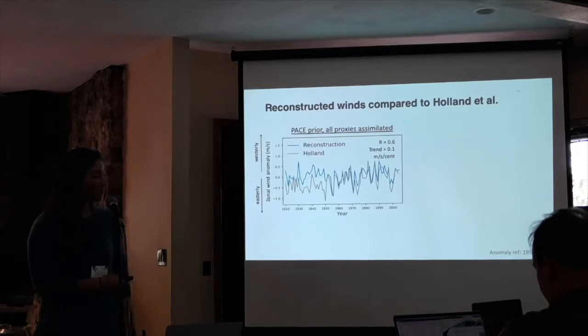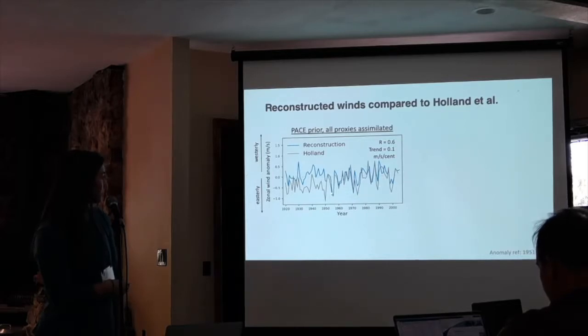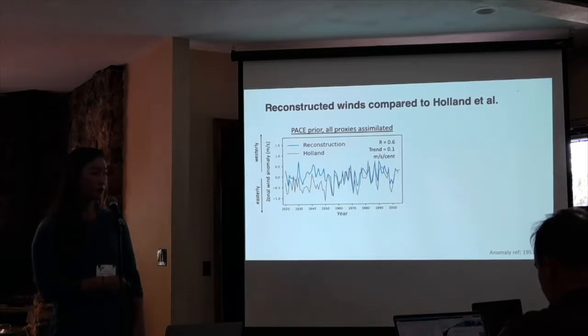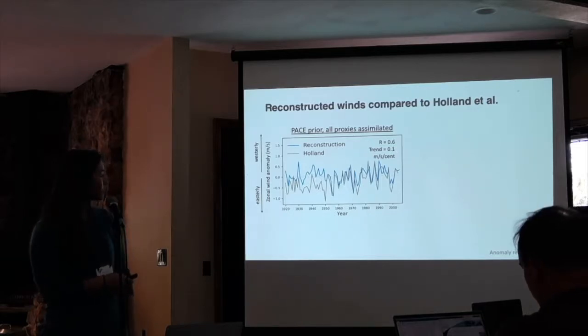Comparing my results to the Holland work, my results are shown in blue, and the Holland work is shown in gray here. This is from 1920 to 2005. You see there's pretty good interannual variability agreement, especially starting in 1950 and onwards. The correlation is 0.6, which is excellent. The trend in my reconstruction is only 0.1, so it doesn't really support our hypothesis that winds are becoming more westerly.